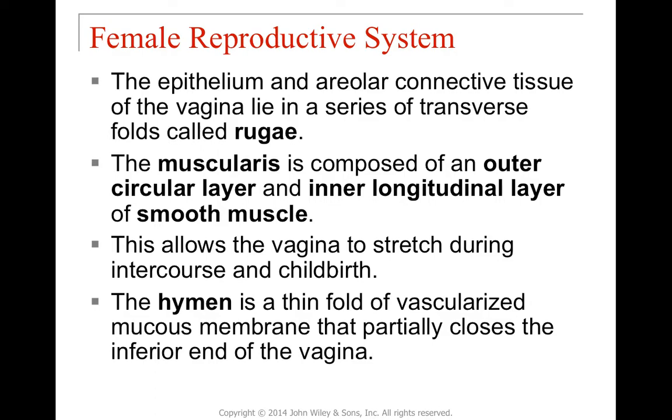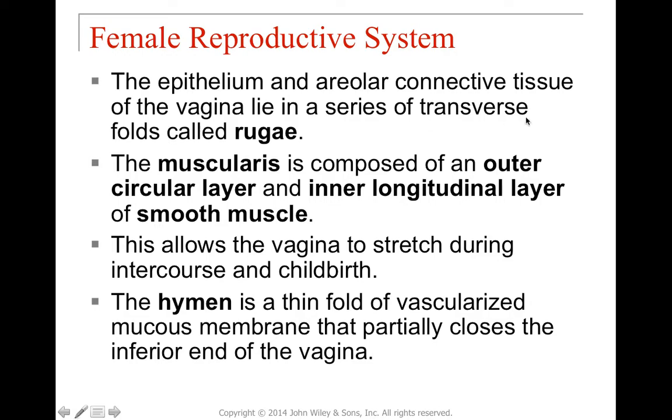Okay, so we have a lot of connective tissue in the vagina, and these are going to be found in these folds that are called rugae. Again, this allows the vagina to stretch during intercourse, and then of course also during childbirth. So these rugae allow for drastic changes in shape without distortion or ruining the organ itself.